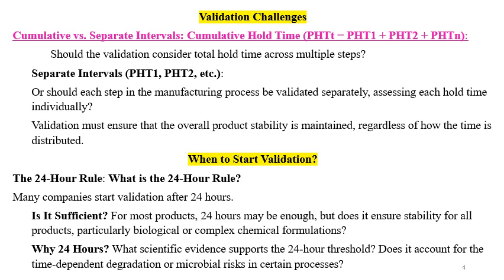So should the validation consider total hold time across multiple steps, or a single, separate hold time interval? Should each step in the manufacturing process be validated separately, assessing each hold time individually? Validation must ensure that the overall product stability is maintained regardless of how the time is distributed. So if you start a batch and complete it in 1 month, that total 1 month will be the hold time, whether you are distributing it into the lubricated blend, core tablet, or coated tablet.